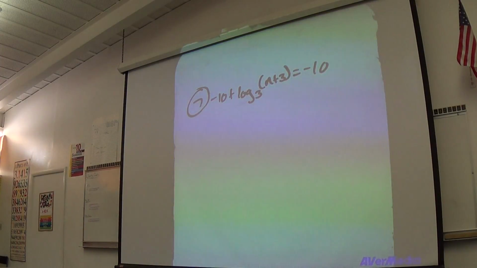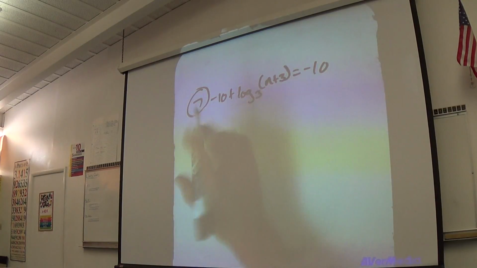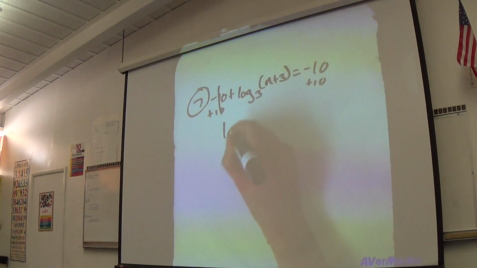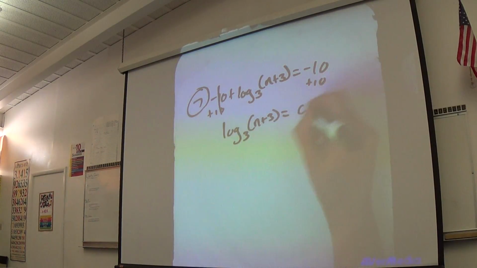Does everything have a log? No, which means I need to get the log alone, so what has to move? The -10. How do I move the -10? Add 10 to the other side. Good. That gives me log base 3 of n plus 3 is equal to 0.